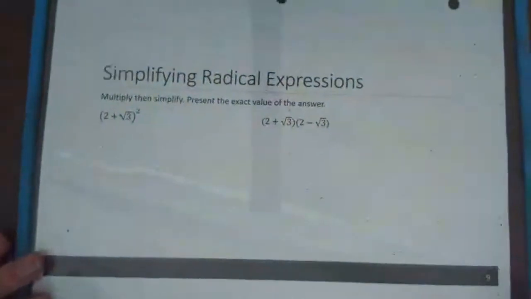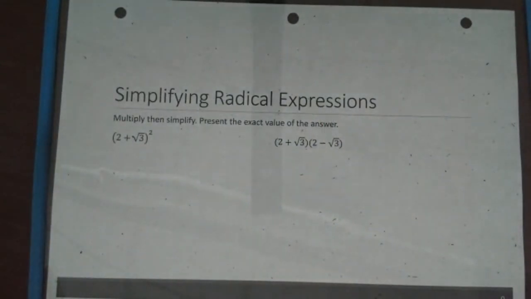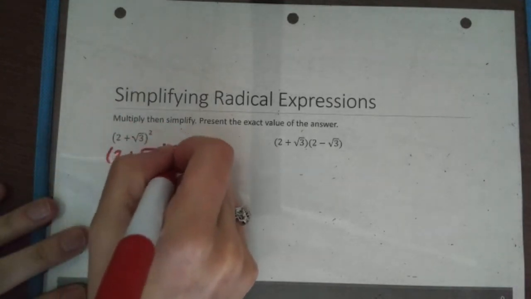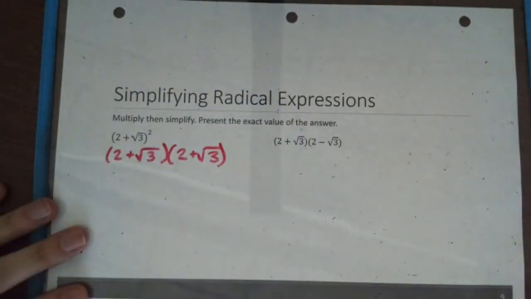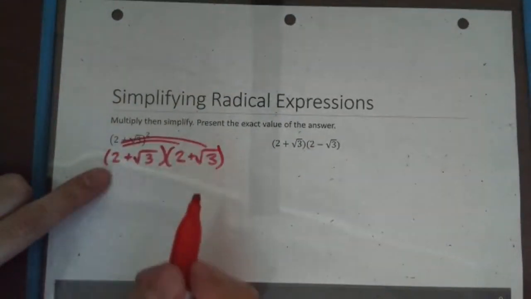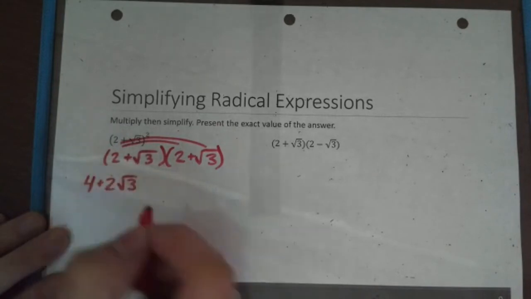We're going to continue multiplying these radical expressions. Next up, we're going to look at 2 plus the square root of 3, squared. When we see something squared, we have to remember that it means it's multiplied by itself. So we have 2 plus the square root of 3 times 2 plus the square root of 3. I'm going to FOIL this, or you can think of it as distributing it. My 2 gets distributed to the 2 and the square root of 3, so it's going to be 4 plus 2 times the square root of 3.